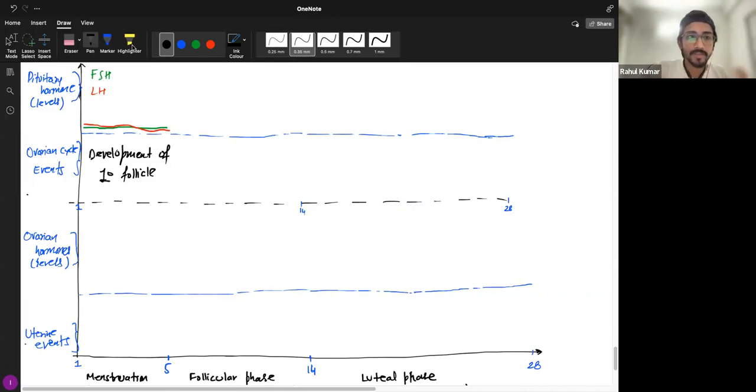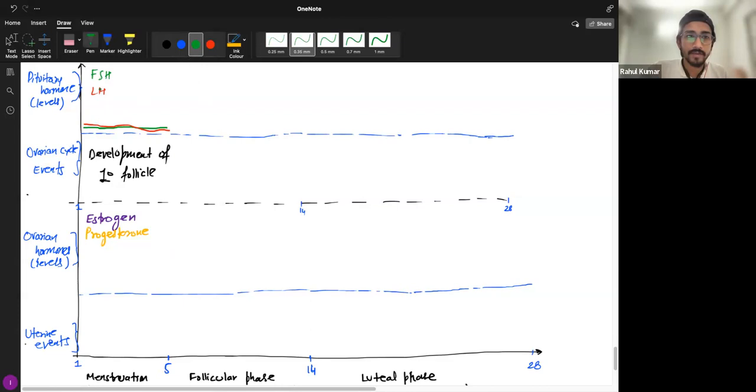Ovarian hormones. So what are ovaries releasing? We have to take another two colors. Let me take pink. What are the ovarian hormones? Tell me quickly. Estrogen and progesterone. Yes, so I will use purple for estrogen, and what should I use for progesterone? Yellow? Is it visible? Yes. Progesterone. Okay. So let me first go through one at a time.